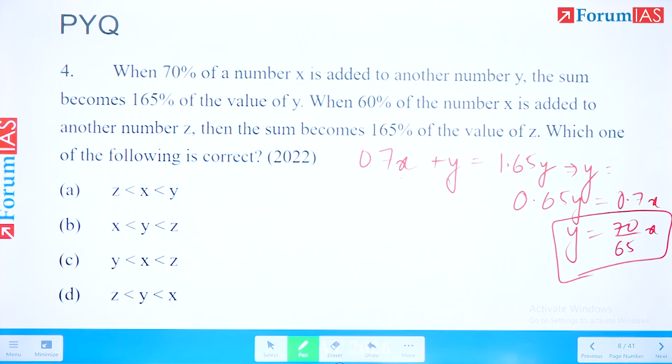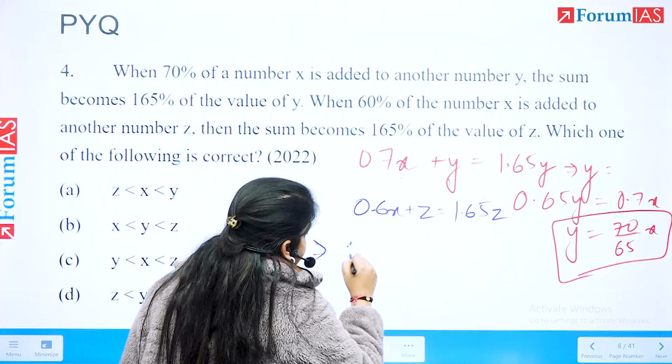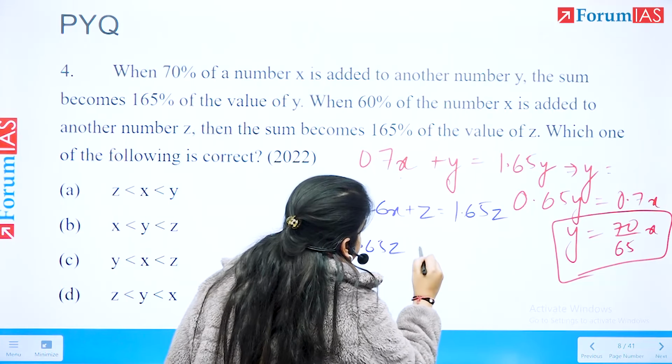बताओ. 0.6x plus z equal to 1.65 z. This implies 0.65 z is equal to 0.6 x. Z equal to 60 upon 65 x. So z is smaller, denominator की वजह से. It is smaller than x. Whereas y was bigger than x. So middle number x. X is middle. Z is smaller. Y is bigger.